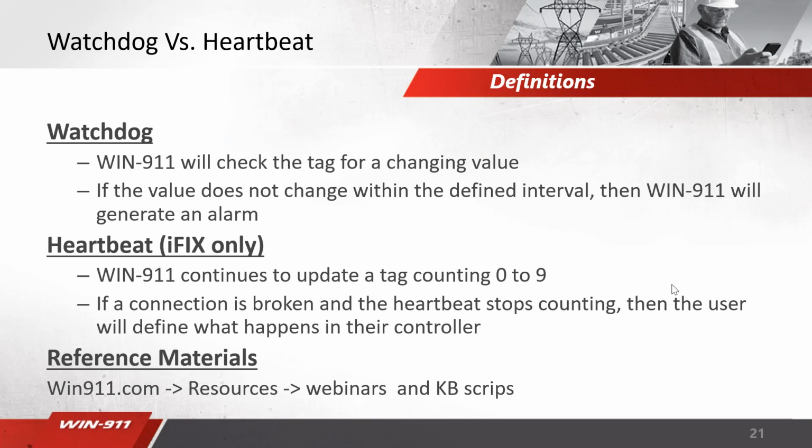Now a heartbeat, this feature is only available on iFIX. It's not available yet on CIMPLICITY. But this is just the opposite. Win911 is sending something out. We're outbound. We're sending a continuously changing variable that will count up from 0 to 9. Once it gets to 9, it'll cycle back to 0. You can check that inside of your SCADA. If you see this variable counting, then you know the connection between Win911 and iFIX is good. If this stops counting, then it's your indication that you need to take action and do something inside your SCADA, knowing that Win911 is not connecting anymore. That heartbeat is dead.